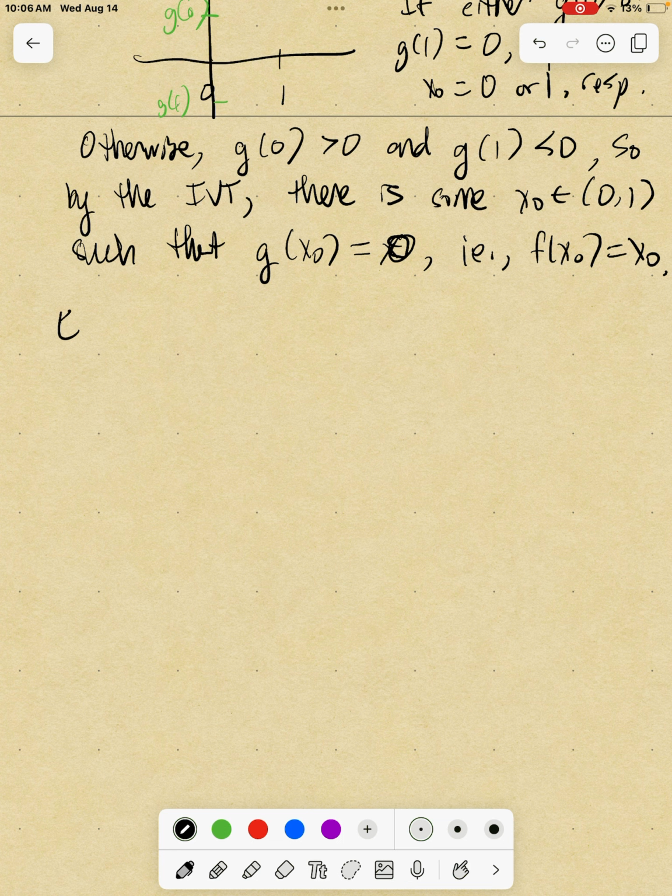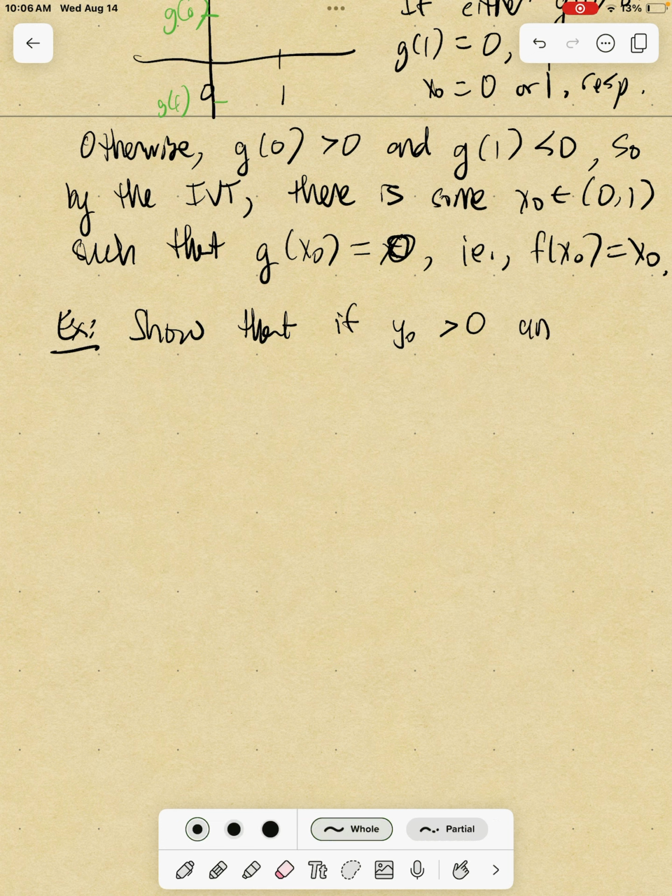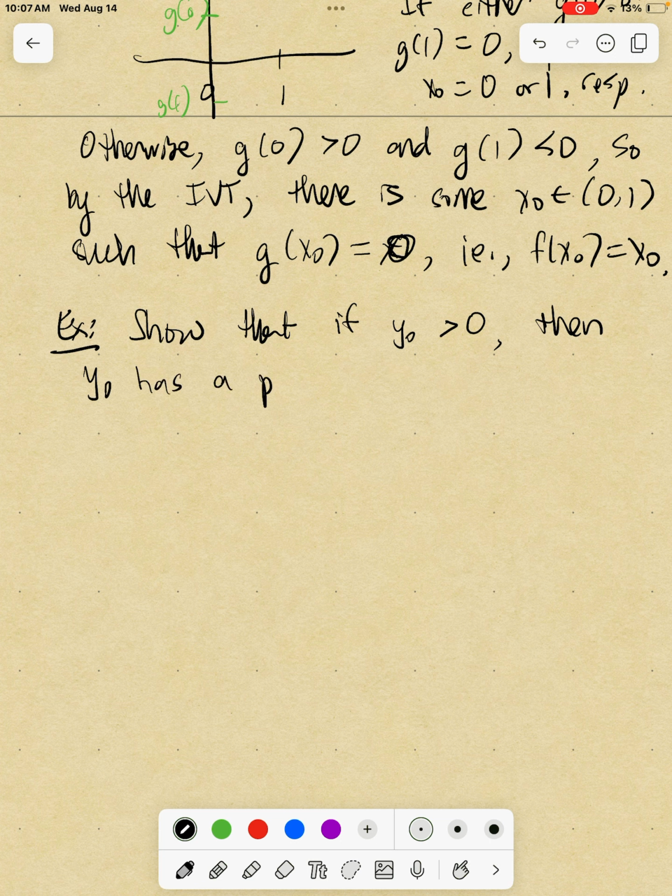Okay, let's look at another example. This example is the proof that roots exist, basically. So let's show that if y naught is positive, then y naught has a positive square root.